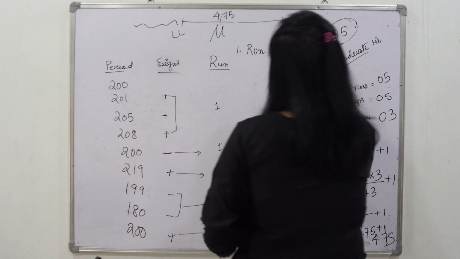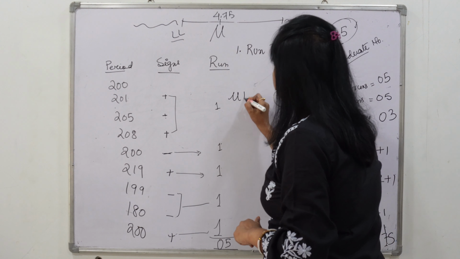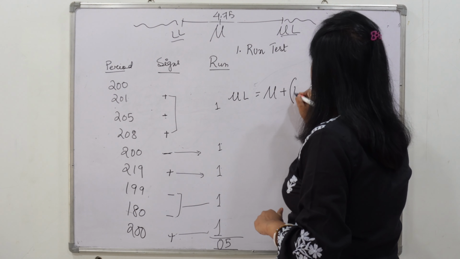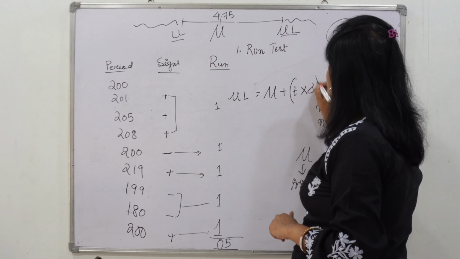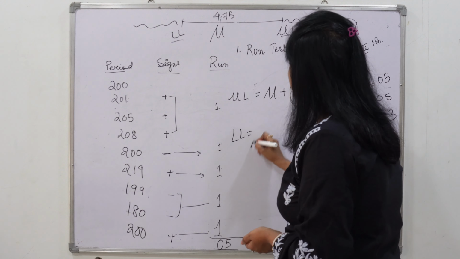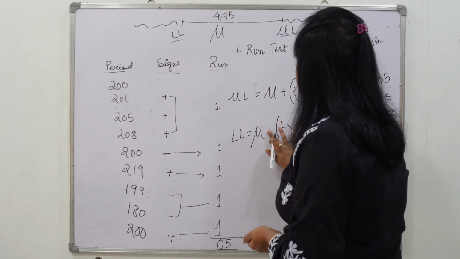Now how do I know the upper limit and lower limit? First I will see what the upper limit is. Upper limit is equal to mu plus t into standard deviation. Okay, and lower limit is equal to mu plus t into, sorry, not plus, it will be minus.